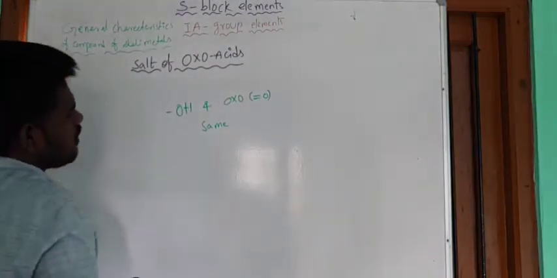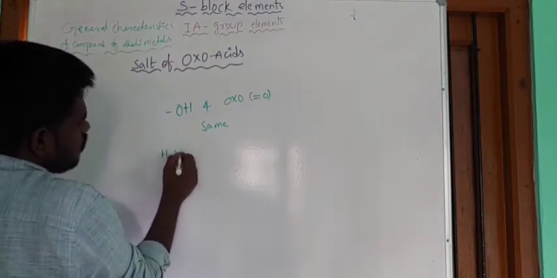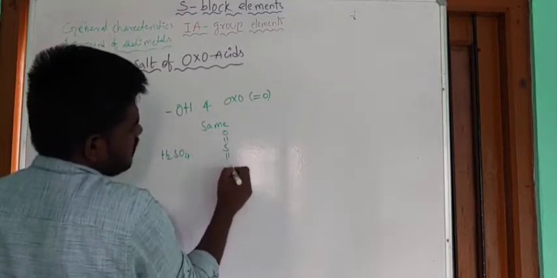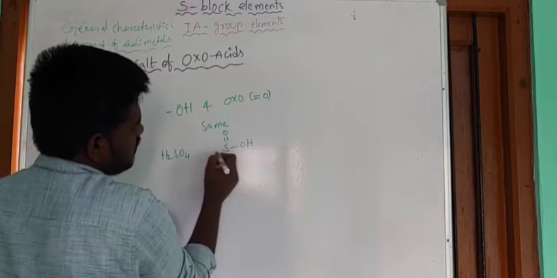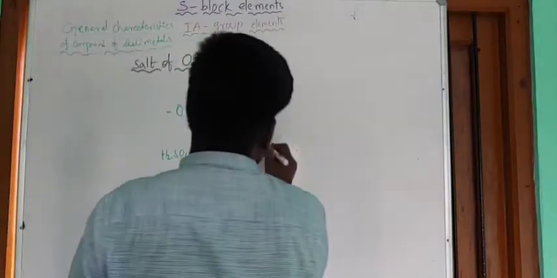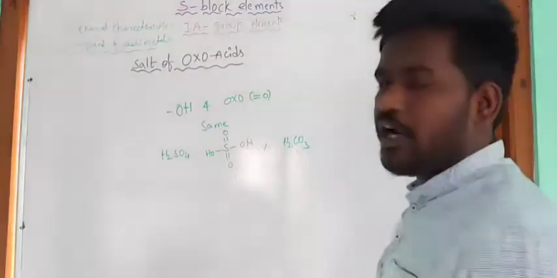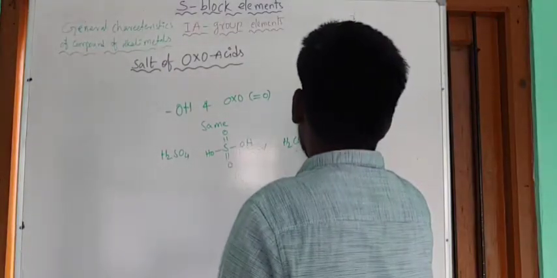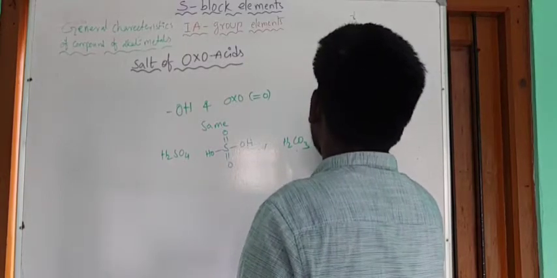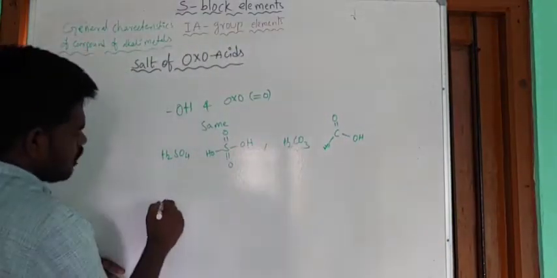I will give you examples for the oxo acid. You can take sulfuric acid, H2SO4. In H2SO4, double bond O is connected with sulfur and OH groups are also connected with sulfur. And the next one, you can take H2CO3, carbonic acid. Here, the oxo group is connected with carbon, and the OH groups are also connected with the carbon only. And one more example, H3PO4.